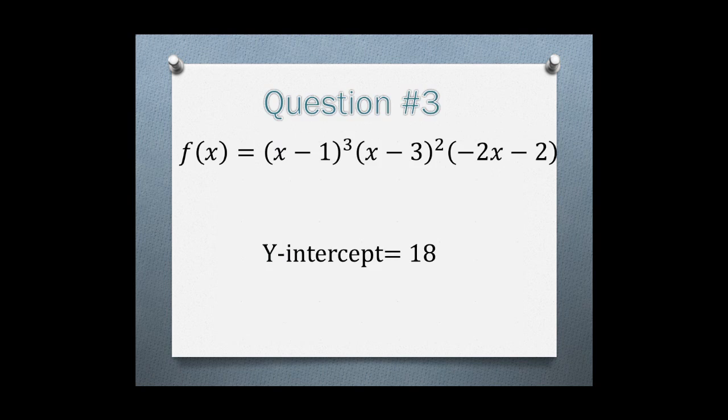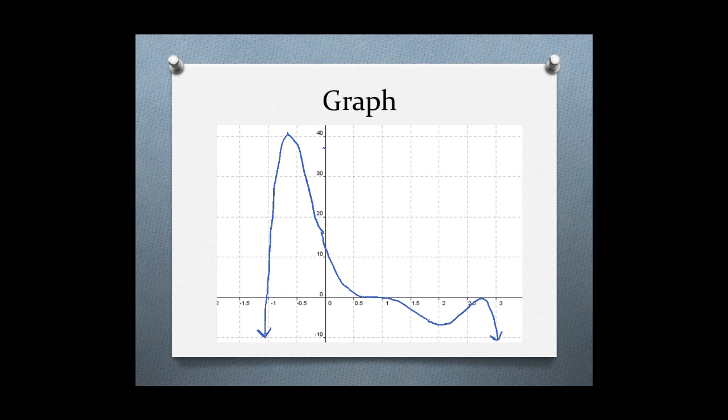And finally, we look at the last factor, x minus 1, and since it's order 1, it will go straight through the x-axis. And therefore, we have a graph, approximately. It's not perfect.